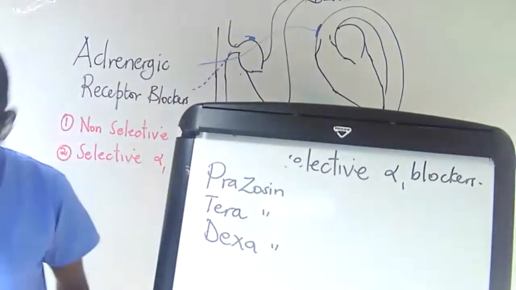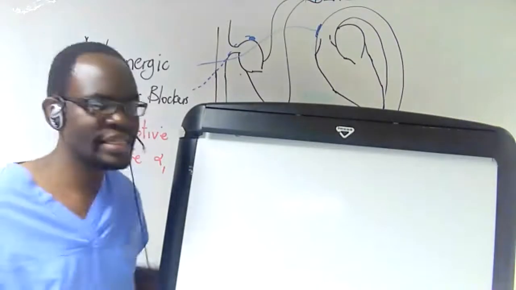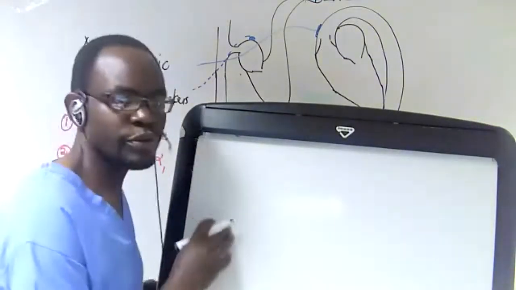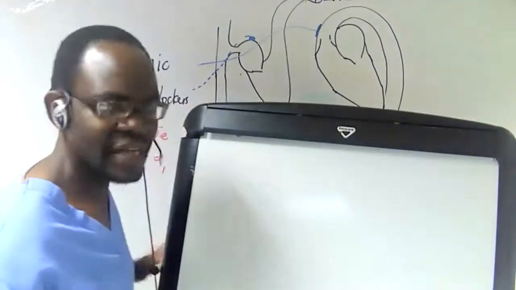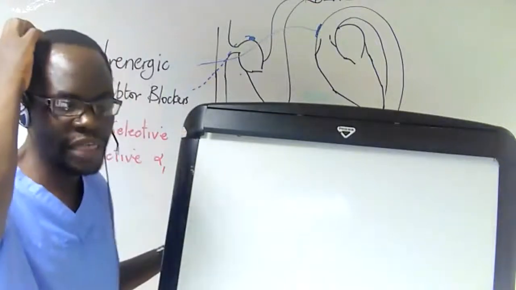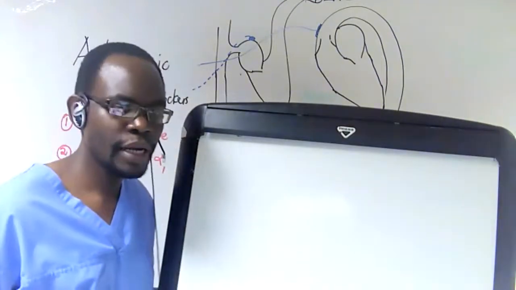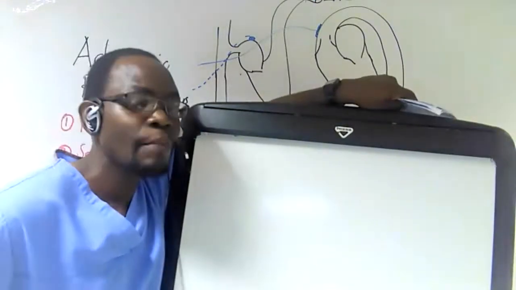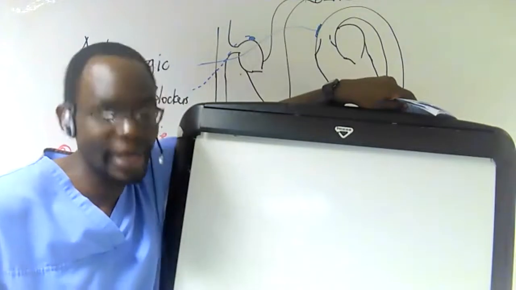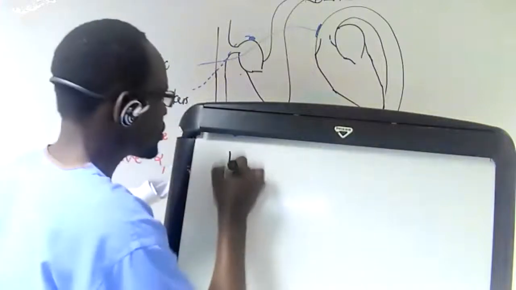Okay. Now, the other examples of adrenergic receptor blockers are the beta blockers. These are very easy for you to remember. The beta blockers block the beta receptors, and we said we have beta 1 in the heart. But not only do we have beta 1 in the heart, we also have them in the juxtaglomerular apparatus. So beta blockers.